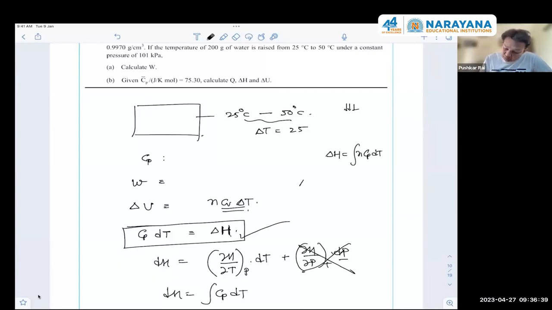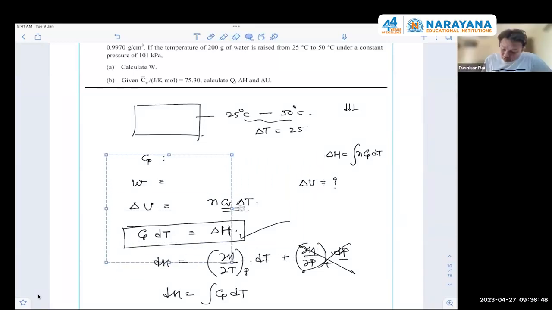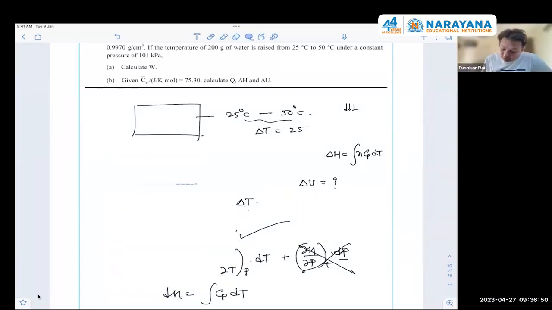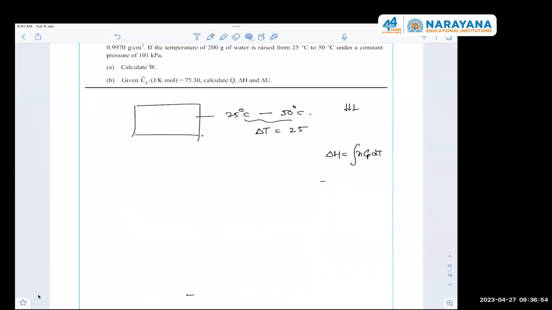What about delta U? How to calculate this? Delta H minus P2V2 minus P1V1, but you don't know P1, V1, P2, V2. Pressure is given, and from alpha we will get delta V.